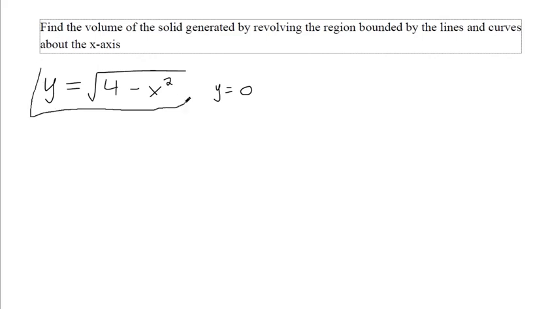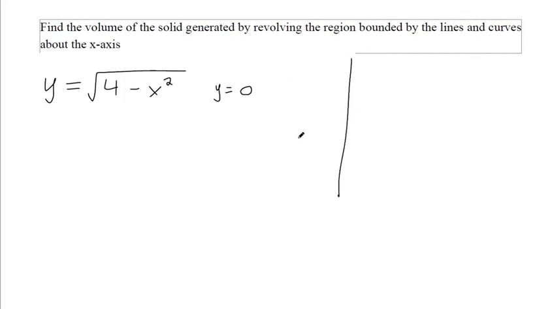So we want to know what this graph looks like. You could always plug in some numbers to test it, or you could keep in mind that this type of function, where it's a square root and it's a constant in the front and it's minus x squared in the back, it's a semicircle every time.